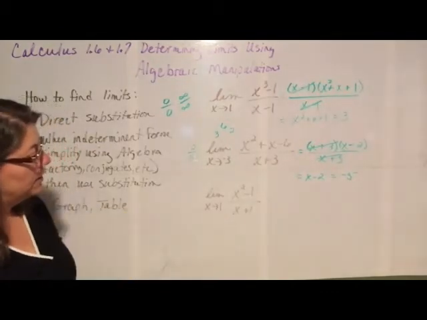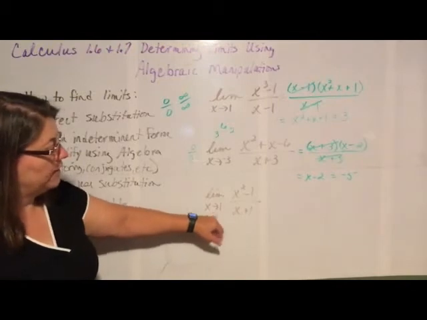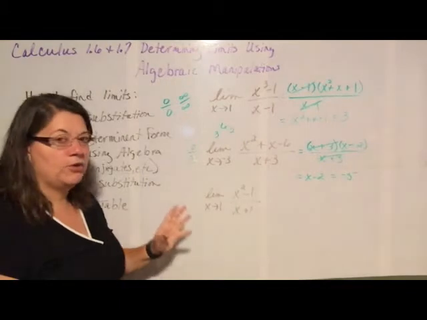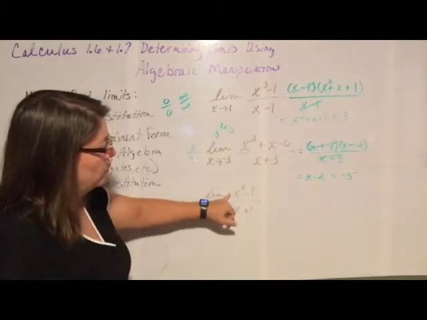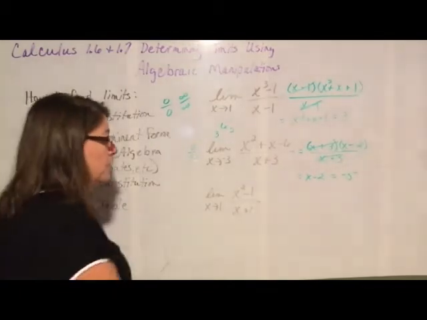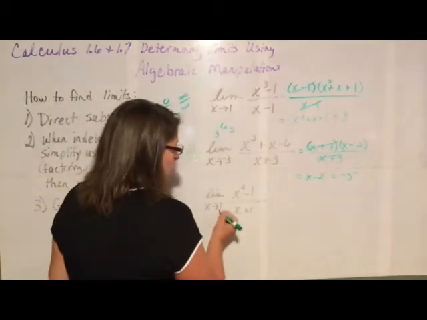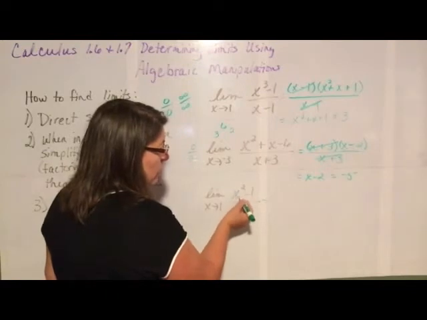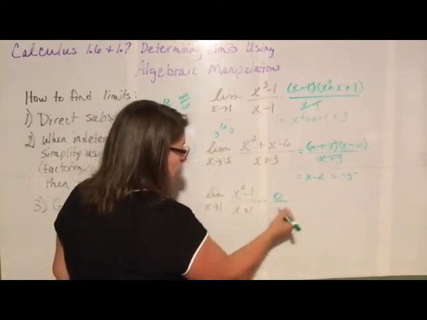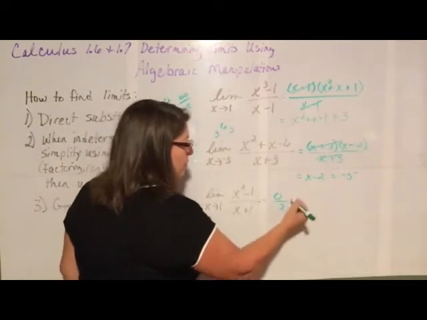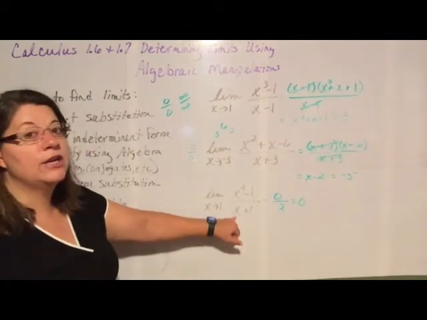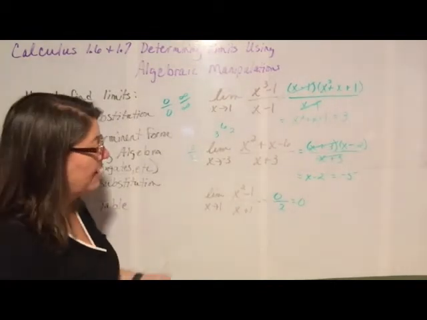In the next one, the limit as x approaches 1 of x squared minus 1 over x plus 1. I'm going to first do direct substitution. I always try that first. 1 squared minus 1 is 0. 1 plus 1 is 2. So this one is nice. When I plug 1 in, 1 squared minus 1 is 0, and then x plus 1, 1 plus 1 is 2. Well, that works. That's just 0. So just because I can factor here doesn't mean I need to. I don't always have to factor.